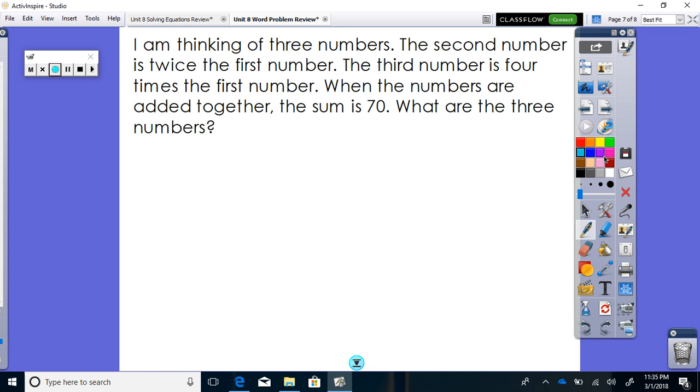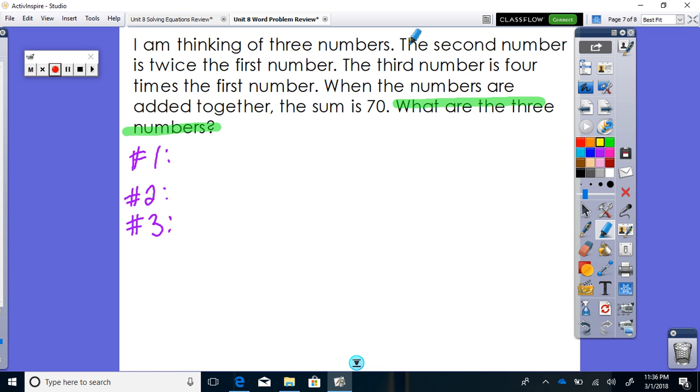So have you seen a problem like this before? Hopefully it reminds you of Terrell, Jaden, and Kevin, because it's similar. But except for brothers, we have just three numbers in general. So we have number 1, number 2, and number 3. So what is the problem asking us for? It's asking us to find what the three numbers are.